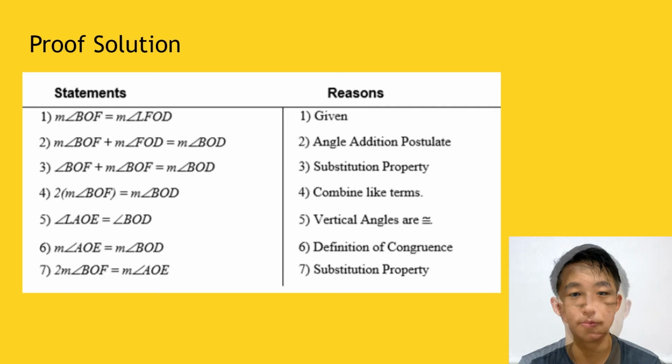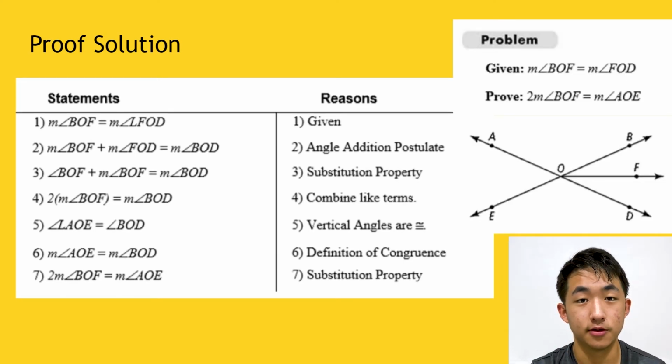Let's take a look. We're given that the measure of angles BOF and FOD are equal to each other. We're supposed to prove that the measure of angle AOE is equal to 2 times the measure of angle BOF. Let's get straight into it. So first of all, as always, write out the given. The measure of angle BOF is equal to the measure of angle FOD.